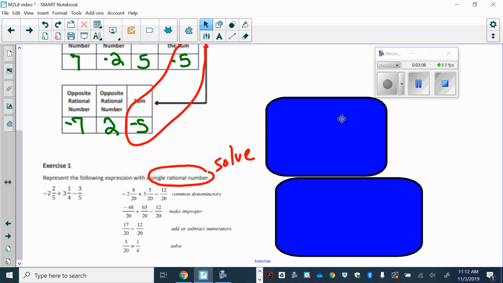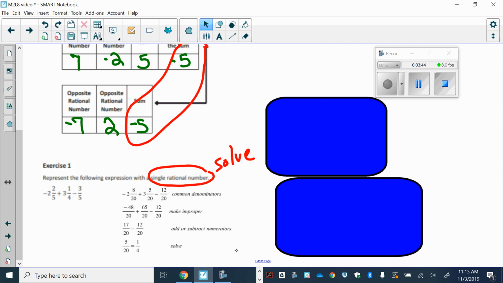So let's look at this first method. What did I do? -2 2/5 plus 3 1/4 minus 3/5. I changed them to common denominators. That's the first step. Then I made them all improper. Well, the mixed numbers I made improper. Then I took my first two add-ins and I added them, -48 plus 65. And just carry down my minus 12 20ths. Then I did the 17 minus 12 is 5 20ths, which simplifies to 1/4.